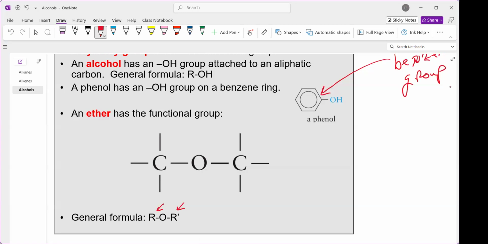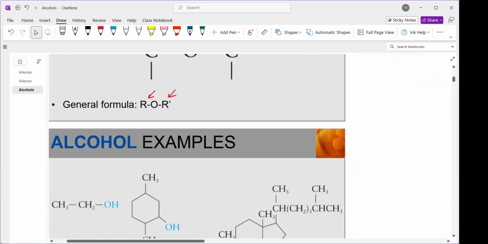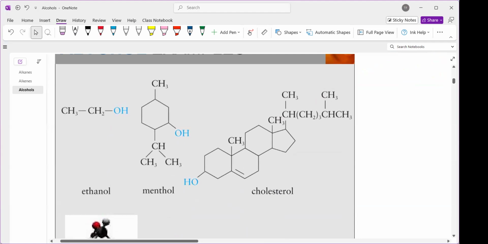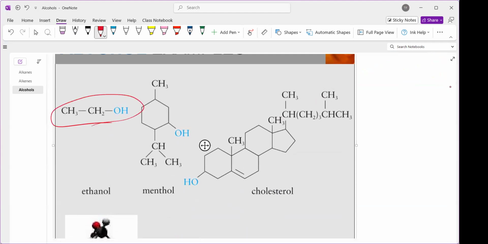Now, ethers are very, very biologically common. So are alcohols, as I mentioned earlier. This is the one that most people are familiar with. Eth meaning two carbons, ol meaning an alcohol. I'm going to get into naming it as well.